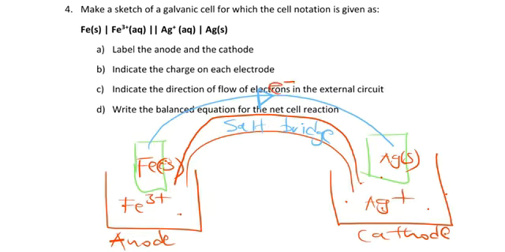Okay, so indicate the charge on each electrode. Which one is expected to be the positive, which one is expected to be the negative? The anode is actually negative, because this is where oxidation occurs, and so electrons will build up. Then the other side is positive, which will attract the electrons from the other side. Okay, so we've indicated the charge, indicate the direction. Okay, we have indicated direction. Write the balanced equation. So a balanced equation now. Okay, so I can erase the galvanic cell.